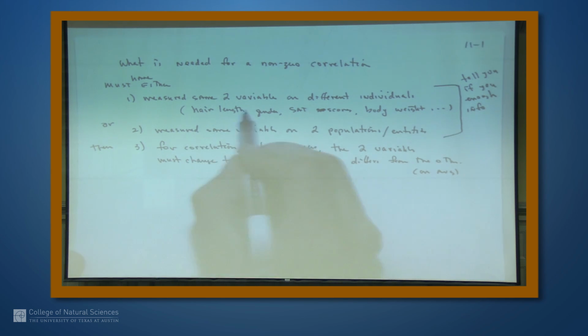Yeah, so for example, you could measure hair length and gender. These would be on the same two individuals, and then say there's a correlation between hair length and gender. Is that what you're asking?